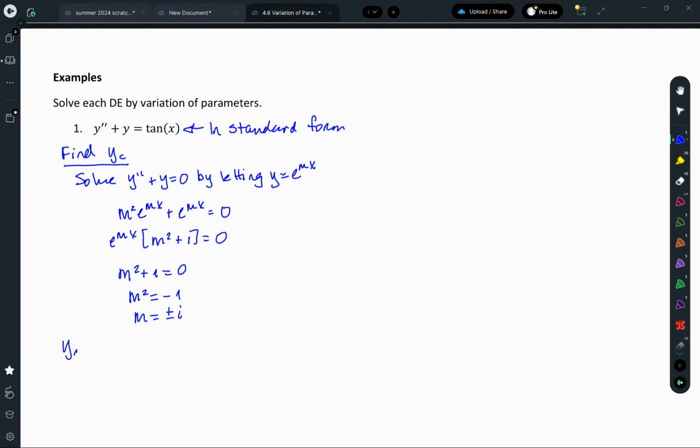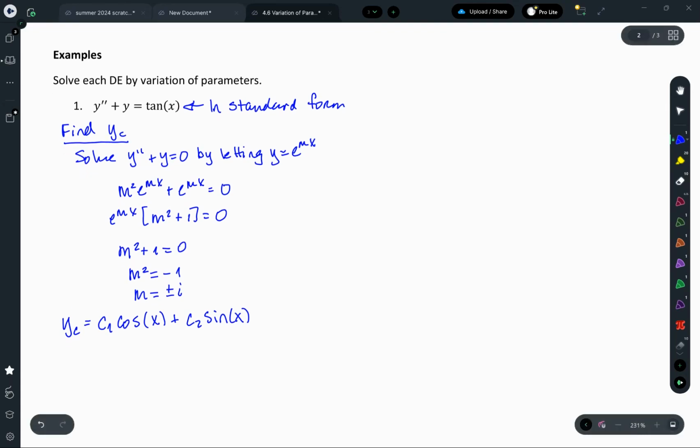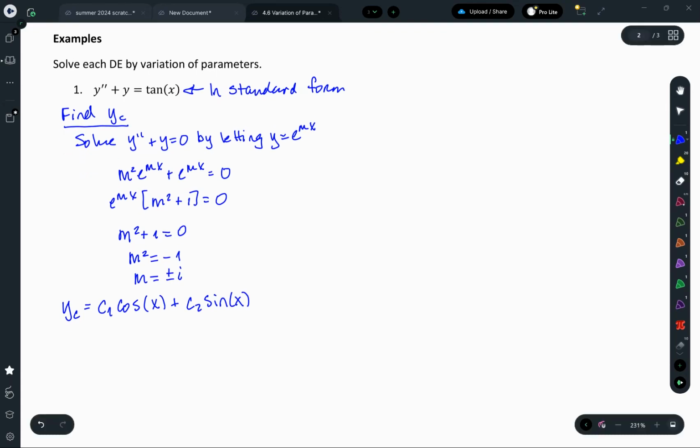So my y sub c will be c1 cosine of x, because my beta is equal to 1, plus c2 sine of x. I do not have an e to the alpha x, because my alpha is equal to 0. So this is the simplest form for my complementary solution. I am going to denote the cosine of x to be my y1 and the sine of x to be my y2, so that I have that very clear for myself.